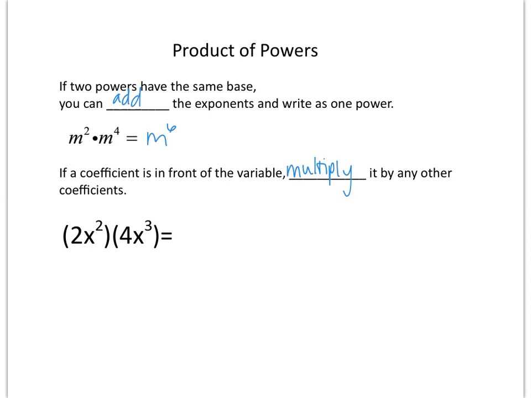So that's slightly different than the exponents where we would add them. So if we look at this example here, we have 2 times 4 to give us 8, and then we have x squared and x to the 3rd that are exponents with the same base. That would give us x to the 5th. Remember, you add the exponents but multiply the coefficients.